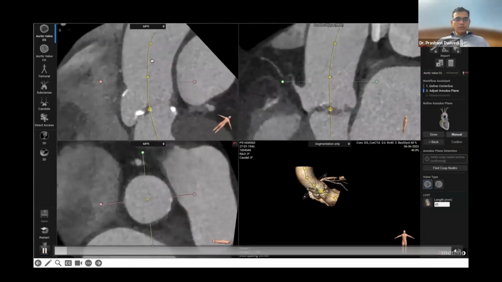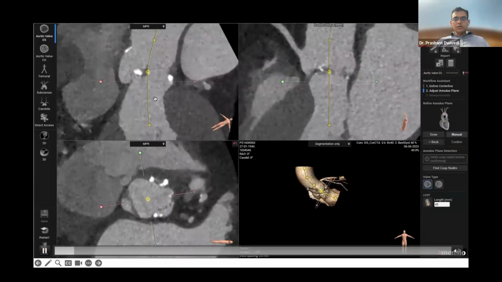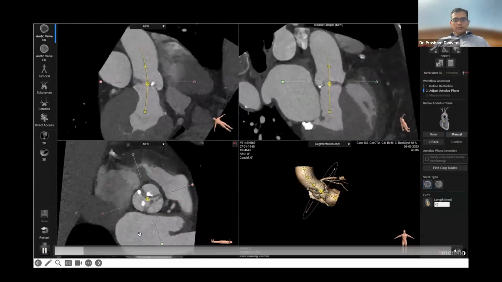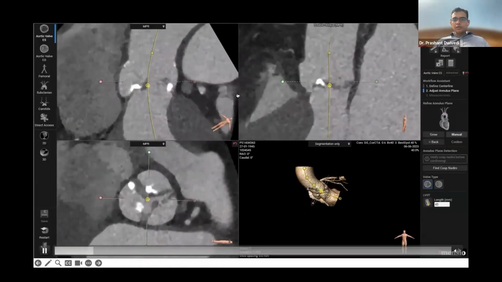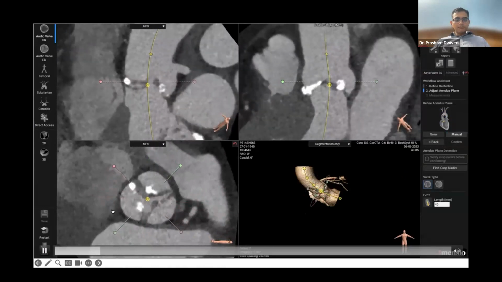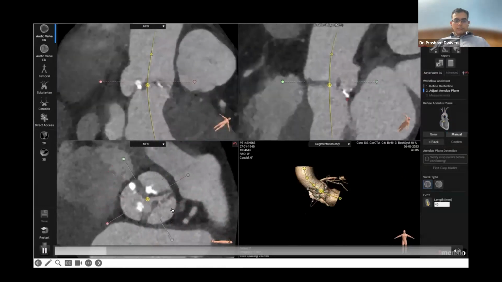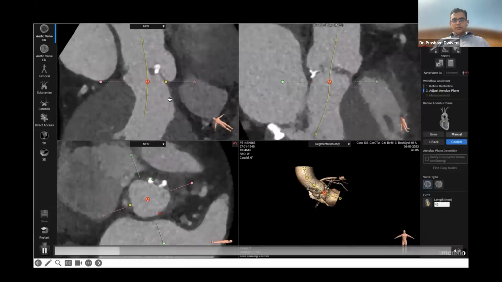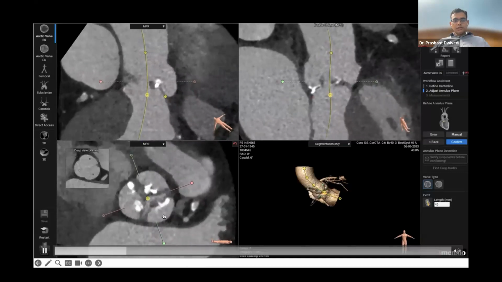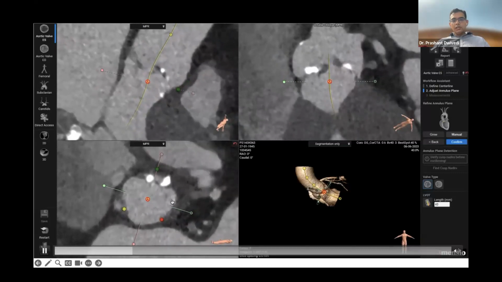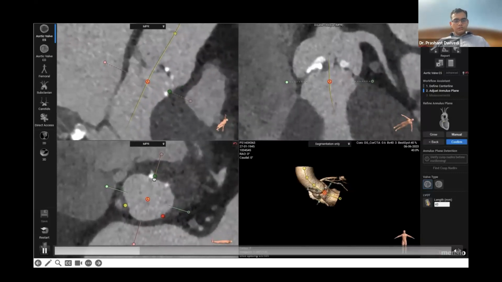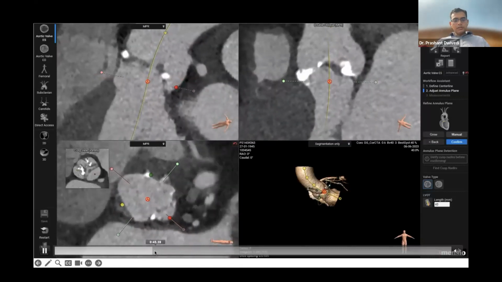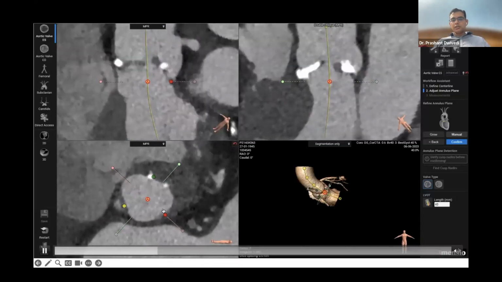Right now we are making a central line in all three planes: the cross-sectional plane, longitudinal plane, and the sagittal plane. After confirming that the central line is adjusted in all three planes, we will bisect the sinuses. At the nadir of each cusp we put 3 dots: red, green, and yellow. Then we adjust a little across the annulus of these 3 dots, and it will show exactly where the nadir of the 3 cusps is.